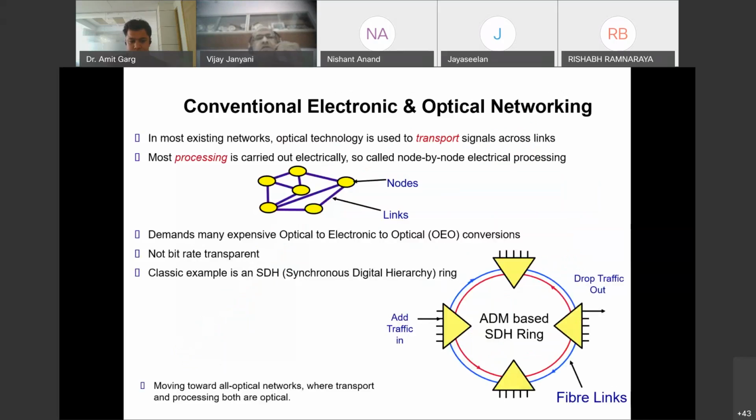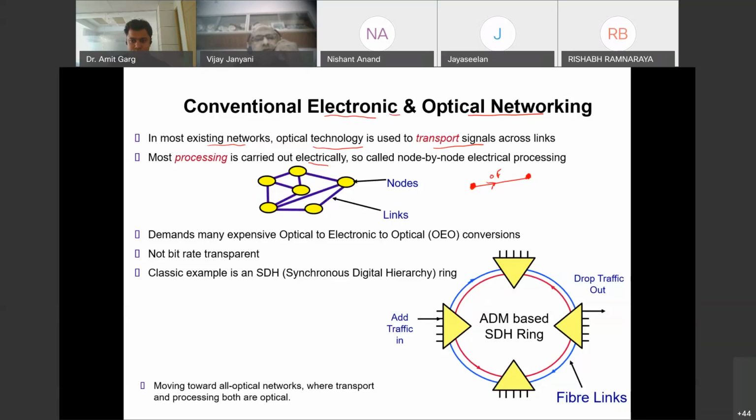So what is the difference between conventional electronic or Ethernet networks and optical networks? In most existing networks, optical technology is used to transport signals only. I mean, from one point to another point, the signal is being transmitted through the optical fiber. But the main processing, the signal processing, is actually in the electrical domain. So it's not optical.